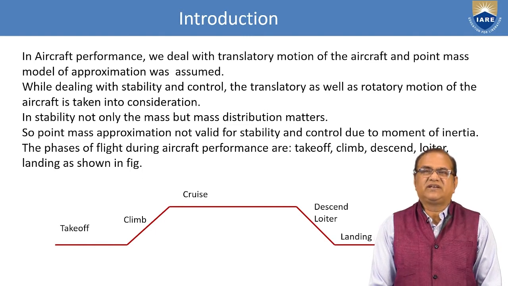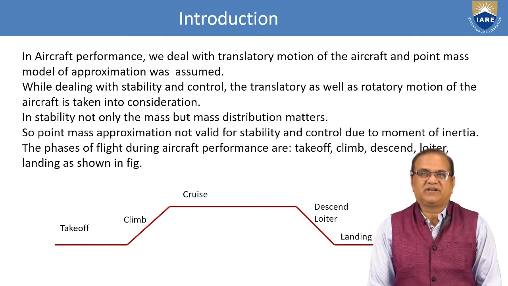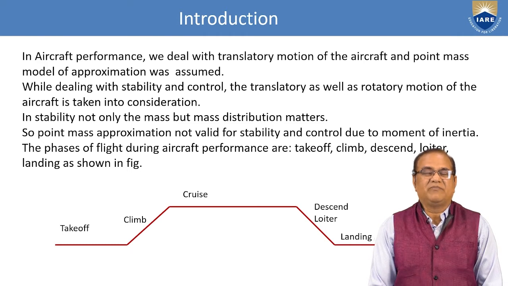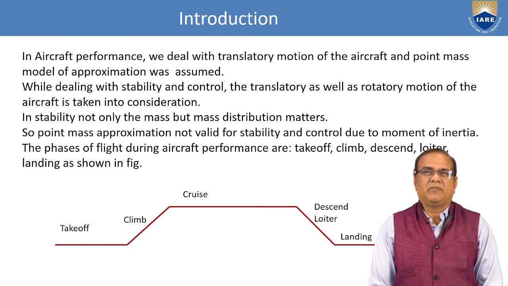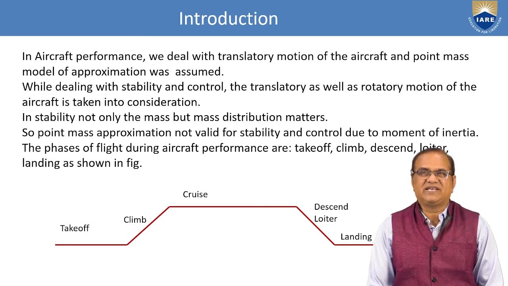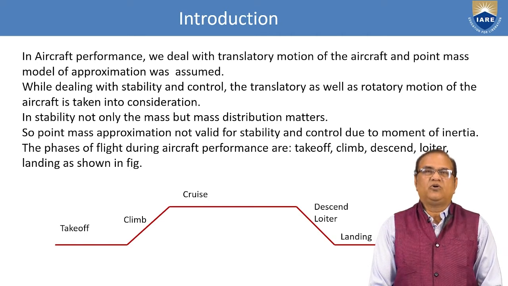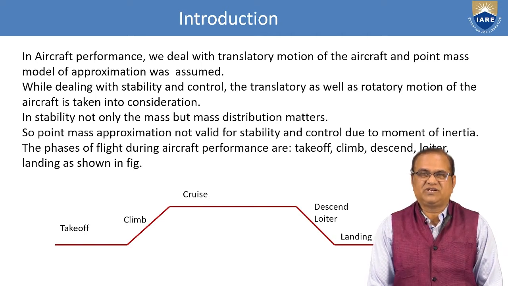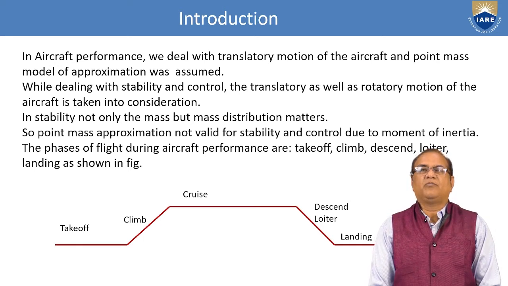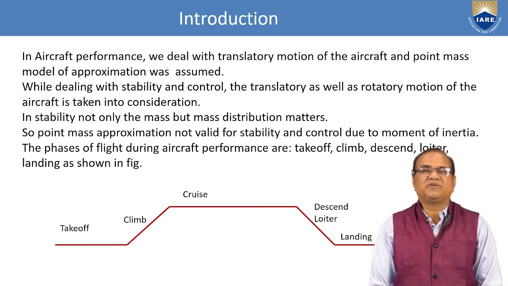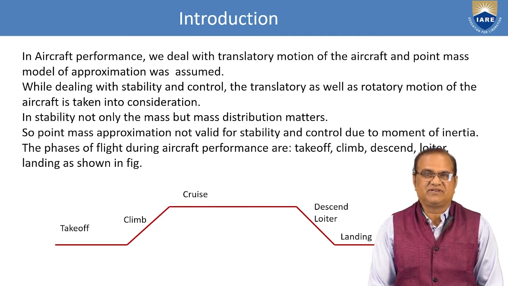In stability, not only the mass but the mass distribution matters. So we cannot take it as a point mass, but at different places we have different masses. So the point mass approximation is not valid for stability and control due to the moment of inertia which exists on the aircraft due to the rotation of the aircraft.